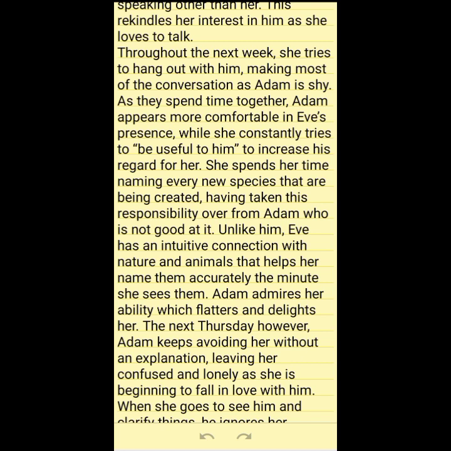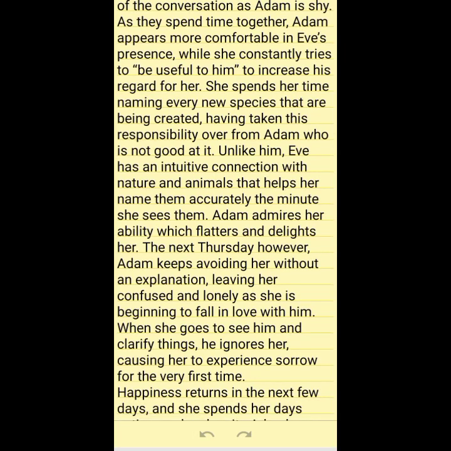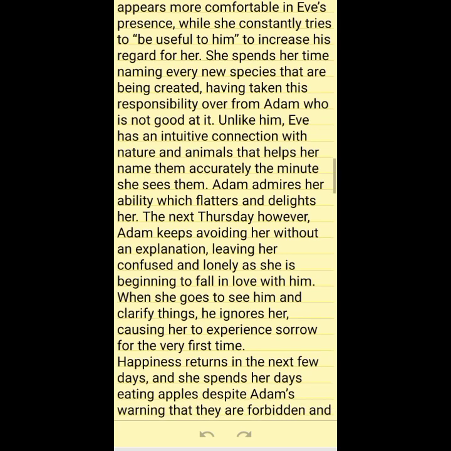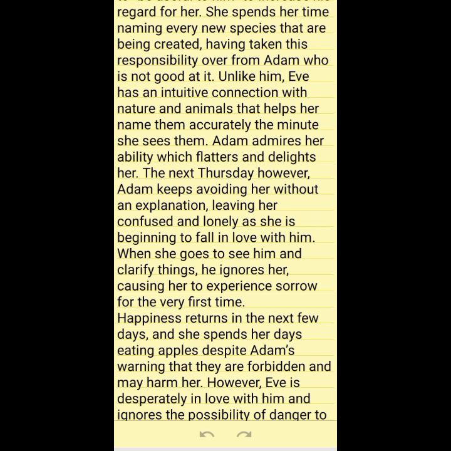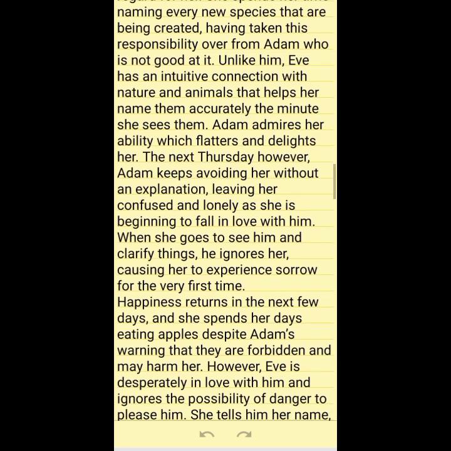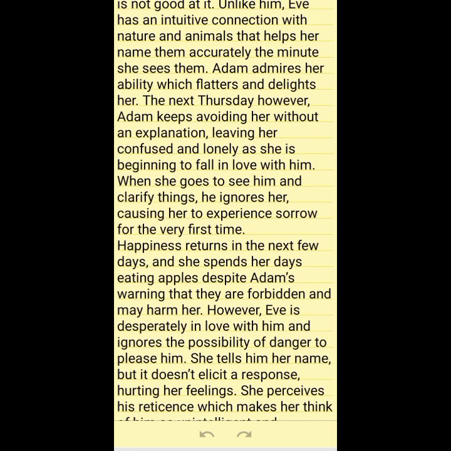She spends her time naming every new species that is being created, having taken this responsibility over from Adam, who is not good at it. Unlike him, Eve has a connection with animals and nature that helps her name them accurately the minute she sees them. Adam admires her ability, which flatters and delights her. So, after that, we see that the next Thursday, however, Adam keeps avoiding her without an explanation.